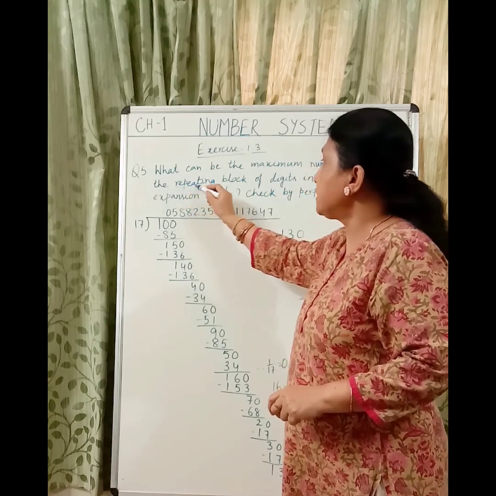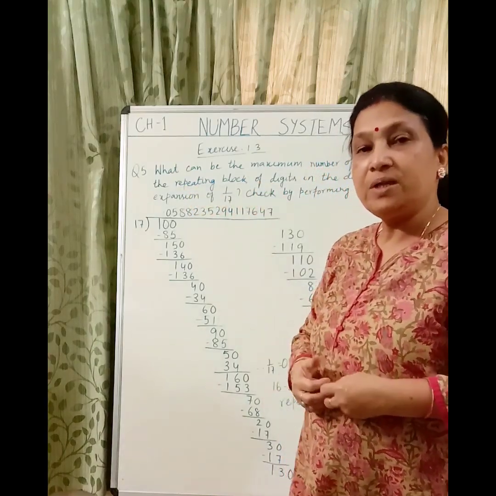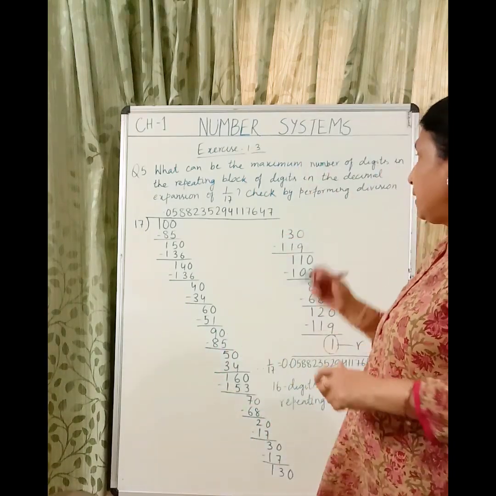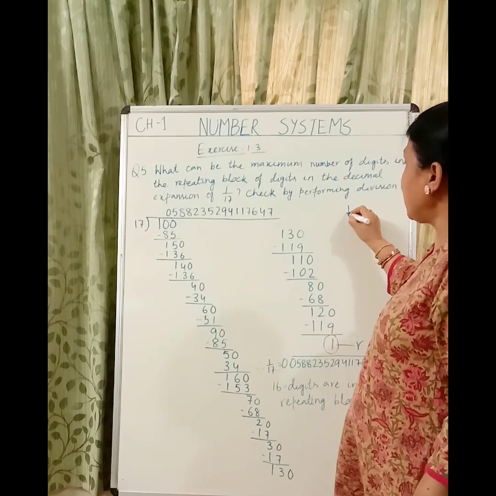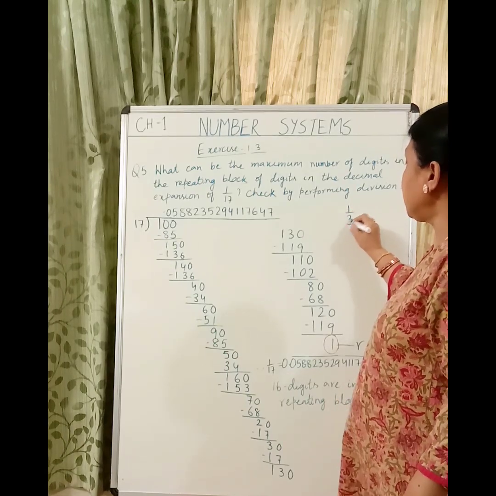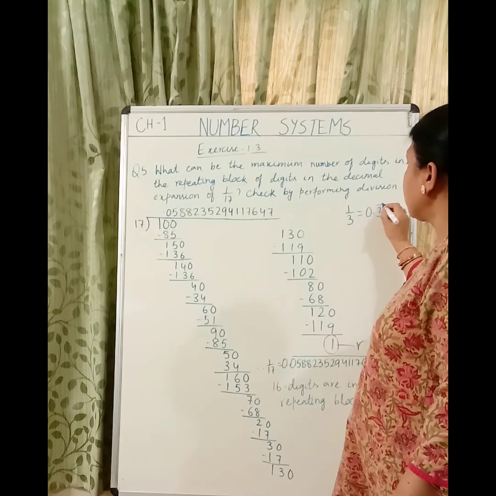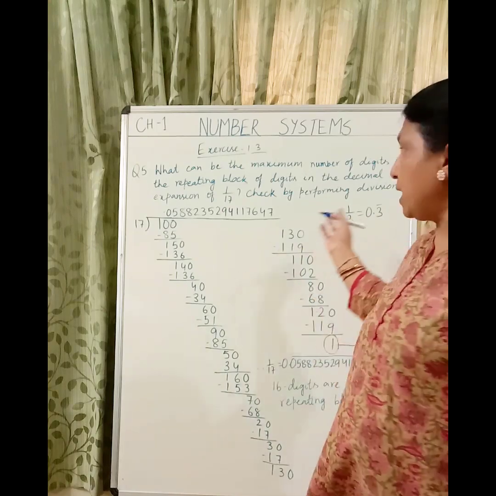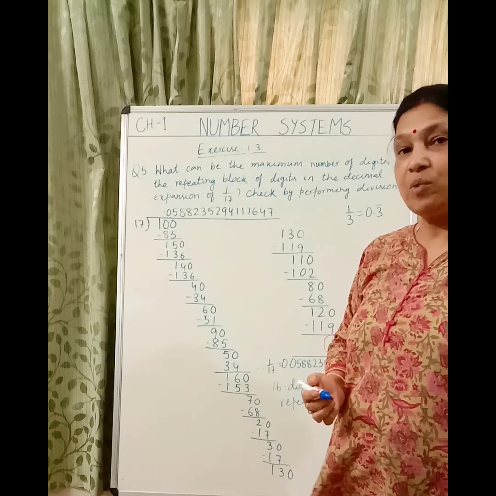Here you can see the repeating block. What is the meaning of repeating block? That day we had discussed one example like 1 upon 3 is equals to 0.3 bar. So what is this we are saying? In general we are saying bar. It is actually the repeating block.